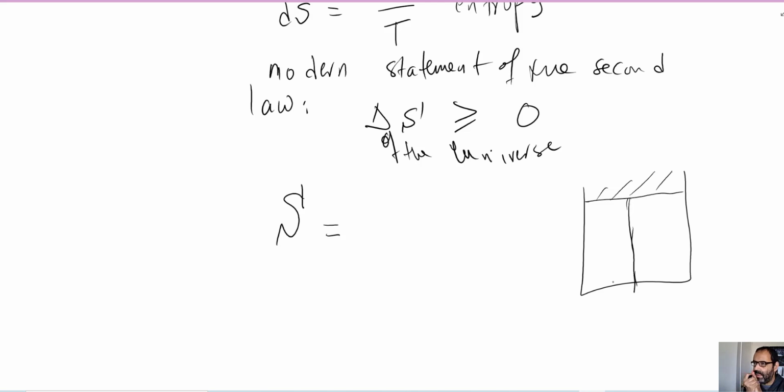Obviously, when the temperature of the hot coffee went down, its entropy went down, it did not go up. But if you consider the environment around it, the entropy of that environment went up, and the net effect in this case is that the entropy of the universe will go up.